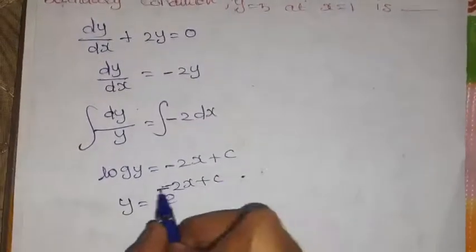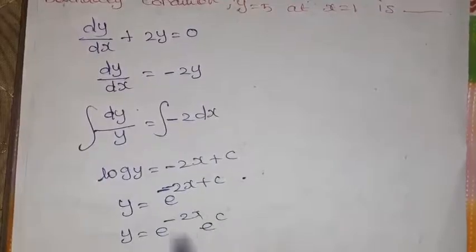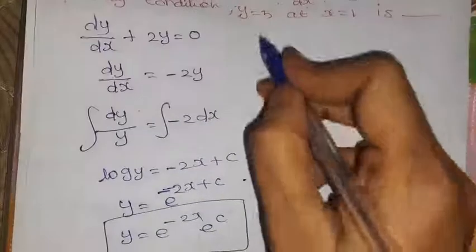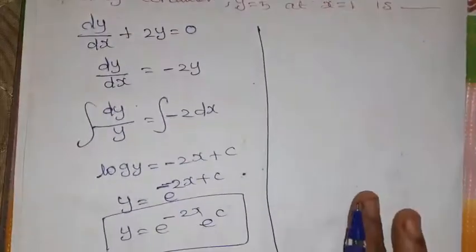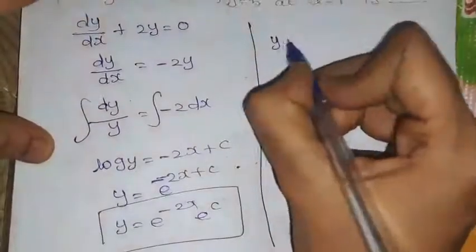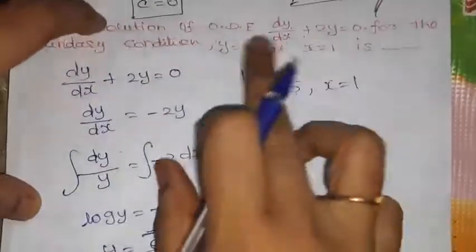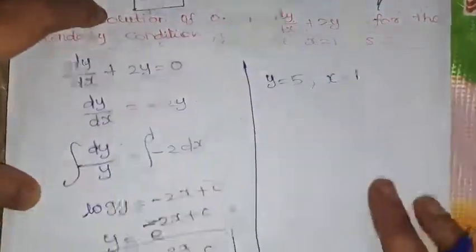We can split it up like this: y equal to e power minus 2x into e power c. So this is the solution. And also one condition is given, right? What is that? I am writing here y equal to 5 and x equal to 1. See this one in the problem: y equal to 5 and x equal to 1.